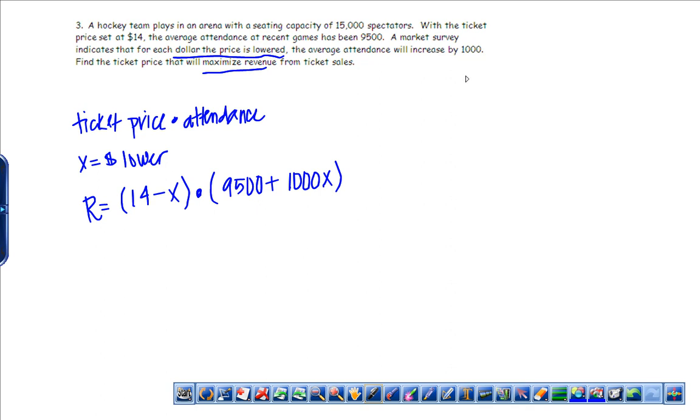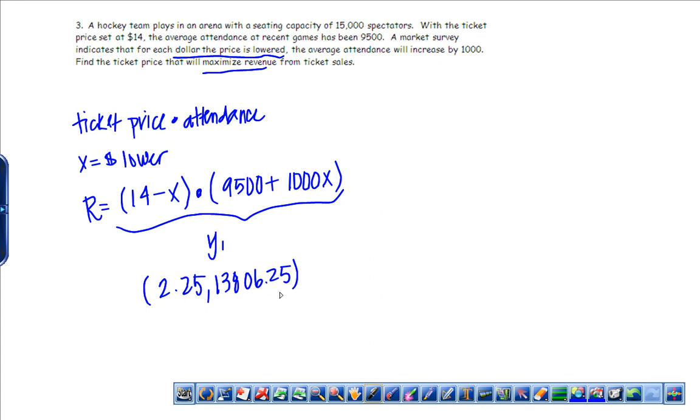Okay, at this point, you can go ahead and use your calculator. So I would say plug this in to Y1 again. It says you're going to find your maximum. So go in here and you're going to look for your maximum. So again, you've got an X times an X, so this should be a parabola. So from this, your maximum should be 2.25, comma, 13806.25. So we just need to interpret this right here.